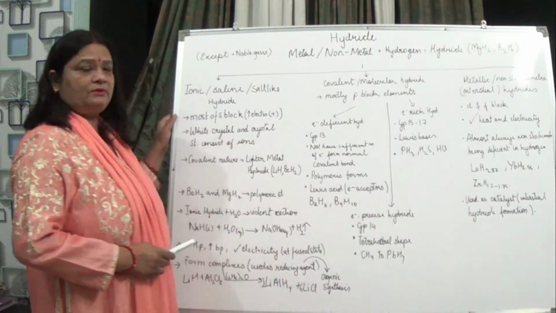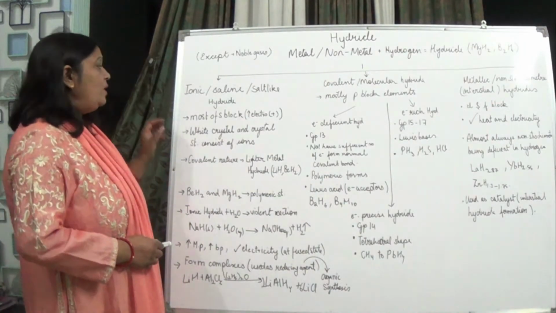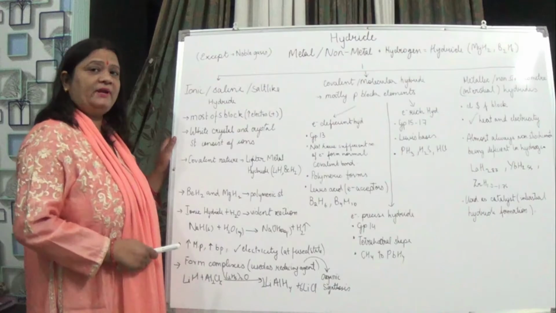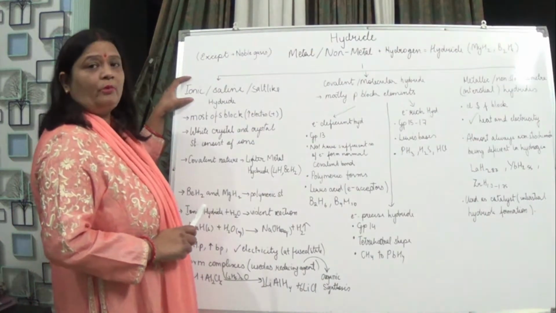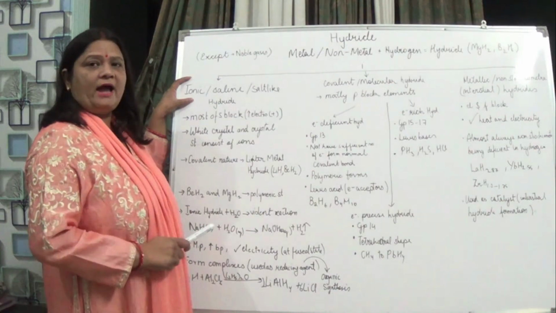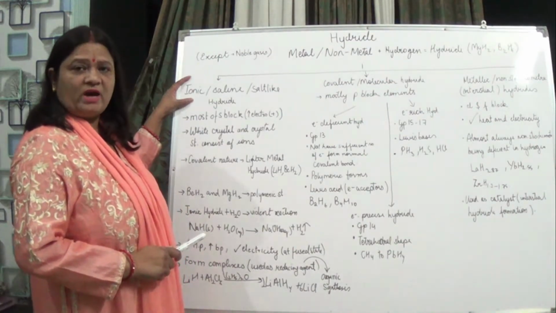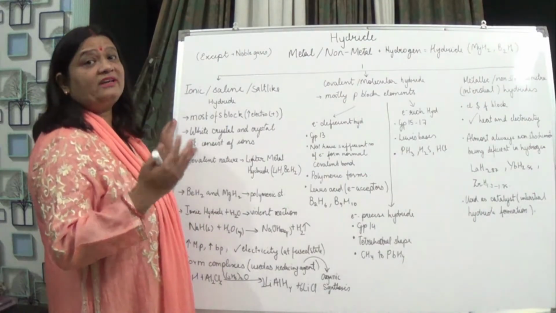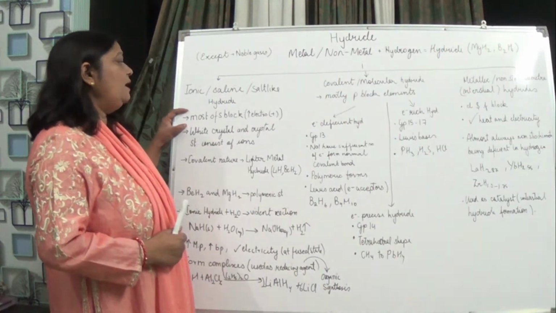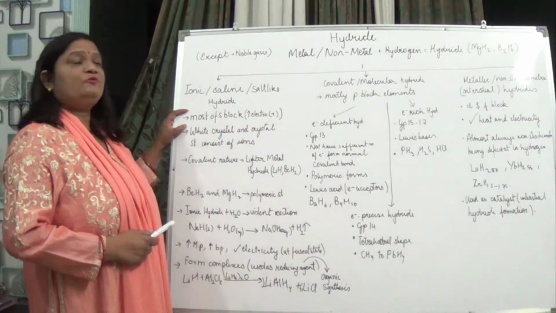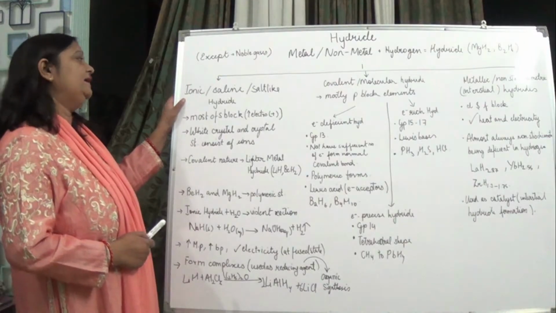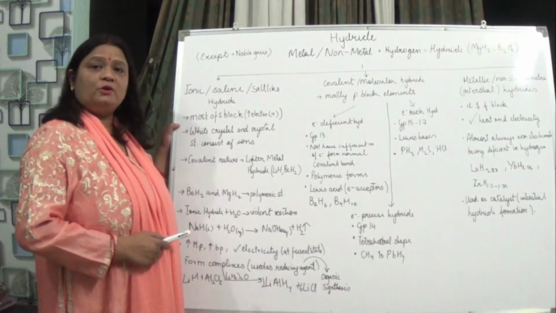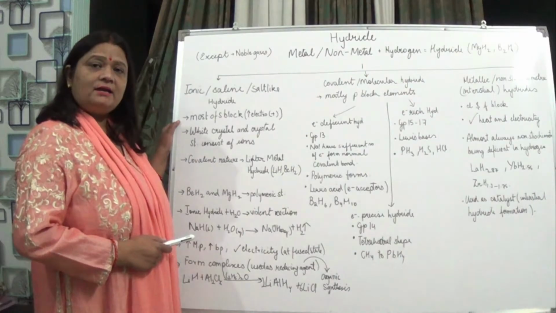Let us go first with ionic, saline or salt-like hydrides. When I say ionic, the thought comes that an ionic bond is being formed. This means the valence shell has very few electrons, so that an ionic bond can be formed. Most of the s-block elements form this type of hydride. The s-block elements are group 1 and group 2, the alkali metals and the alkaline earth metals.